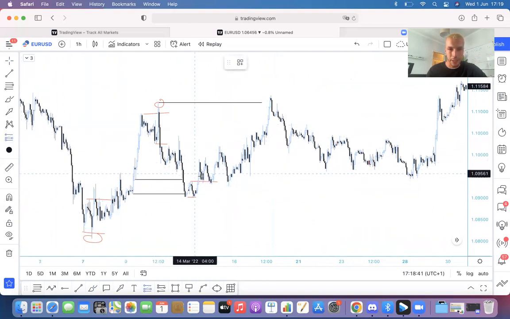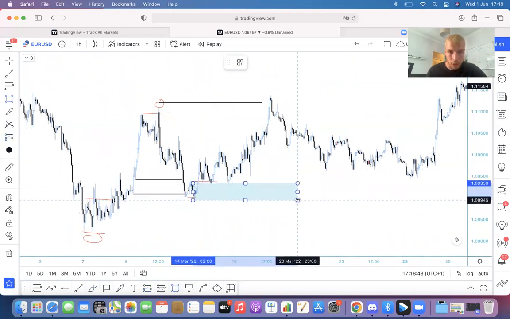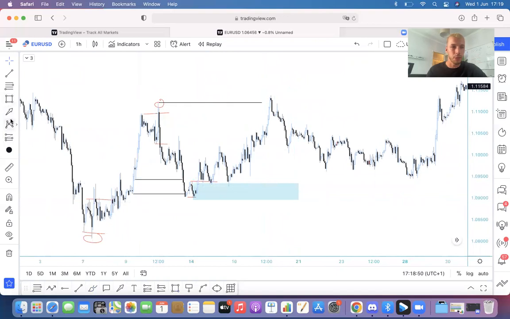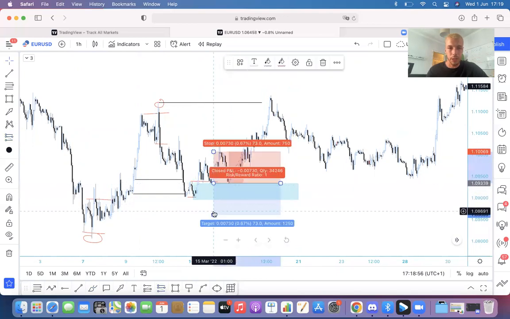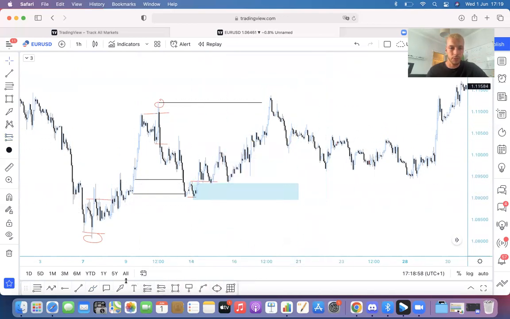We can already enter from demand. This is all demand, the last move to the downside before the move to the upside. Let's say we just have, I never trade just on the 1 hour, not at all, but it's just an example. And the other way around.